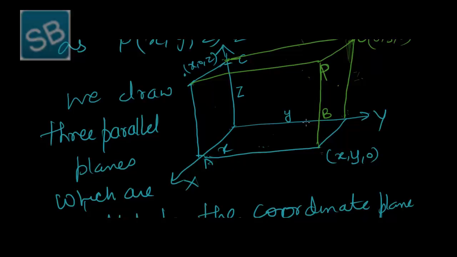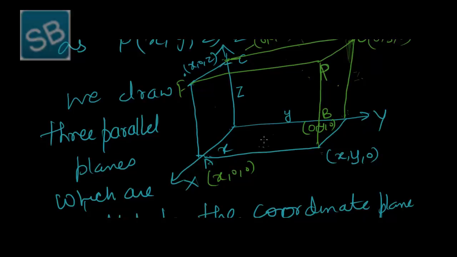So coordinate of B will be, since it lies on the y-axis, 0, y, 0, and coordinate of A are x, 0, 0, and coordinate of C are 0, 0, z. So this was all about describing the points in three-dimensional space.